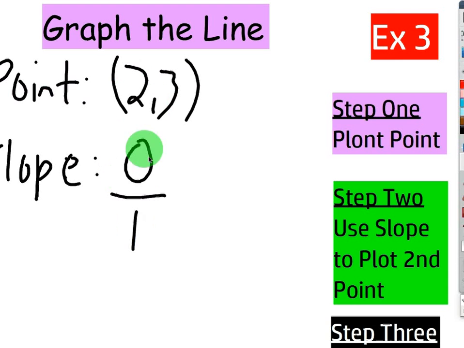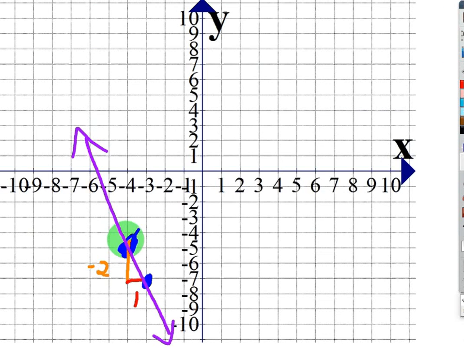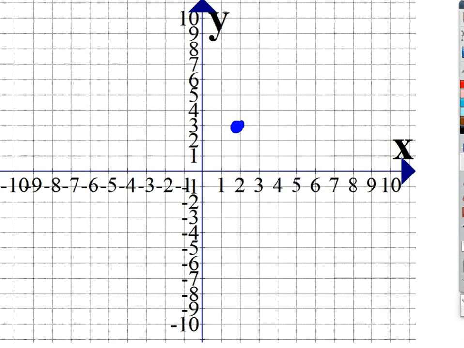Okay. Now, what does 0/1 mean? How do you get to the next point? Is that what you're going to say? Okay, since it's 0/1, you don't go up or down any. You just go 1 to the right, okay? So your next point is right here.